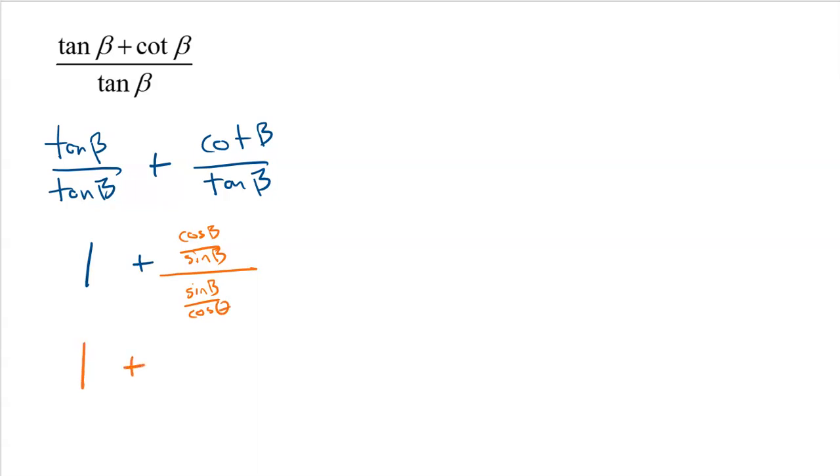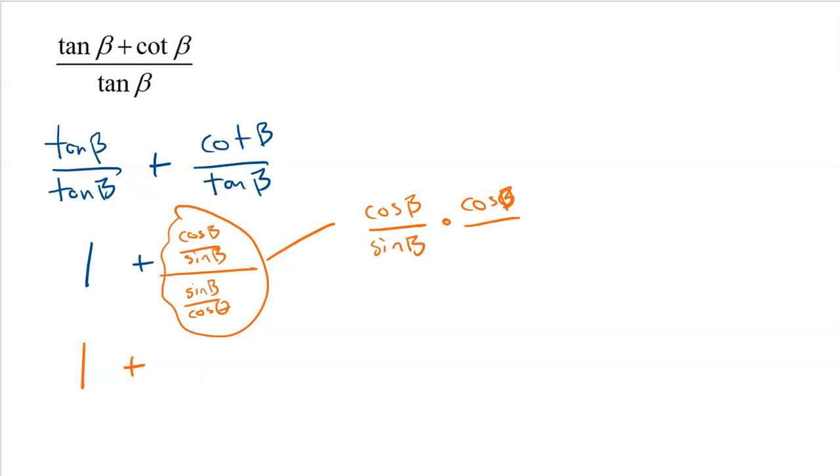I hate double fractions. So let me come to the side. I'm going to take the numerator, leave the numerator alone, and multiply by the reciprocal. The reciprocal of that denominator is cosine of beta over sine of beta. And that is going to be cosine squared over sine squared.